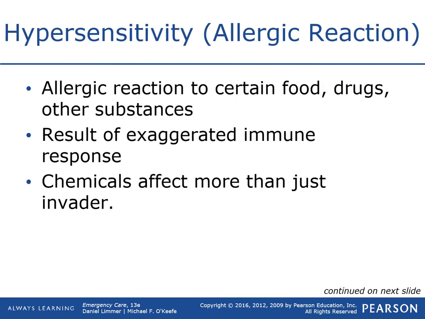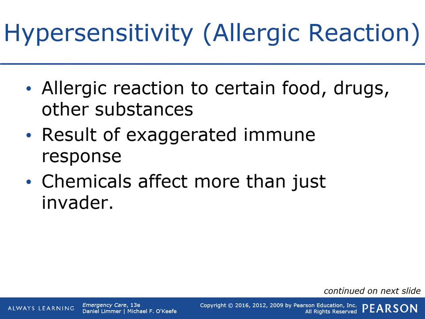Perhaps the biggest issue we run into with our immune system is when it overreacts to something. So that's what's called hypersensitivity. Remember, hyper means above, and then sensitivity, so it's above the normal sensitivity that you should have. Allergic reactions can be to different foods, to different drugs, or to other substances like pollen or dog fur. It can be a whole host of things that cause an allergic reaction.